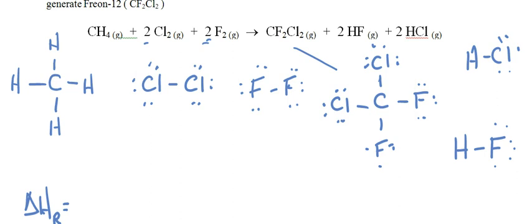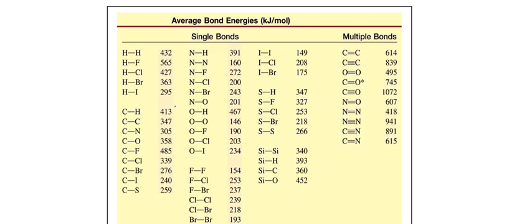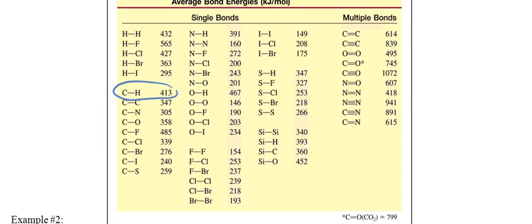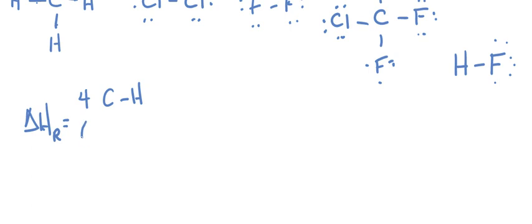So how many bonds do I have on the methane? Well, I actually have 4 carbon to hydrogen bonds. So I need to come over to my table and find carbon to hydrogen. There it is. So I have 4 of these, and it's in kilojoules per mole, right? Yep, there it is. Okay, so kilojoules per mole. So what I have is 4 times 473 kilojoules per mole.